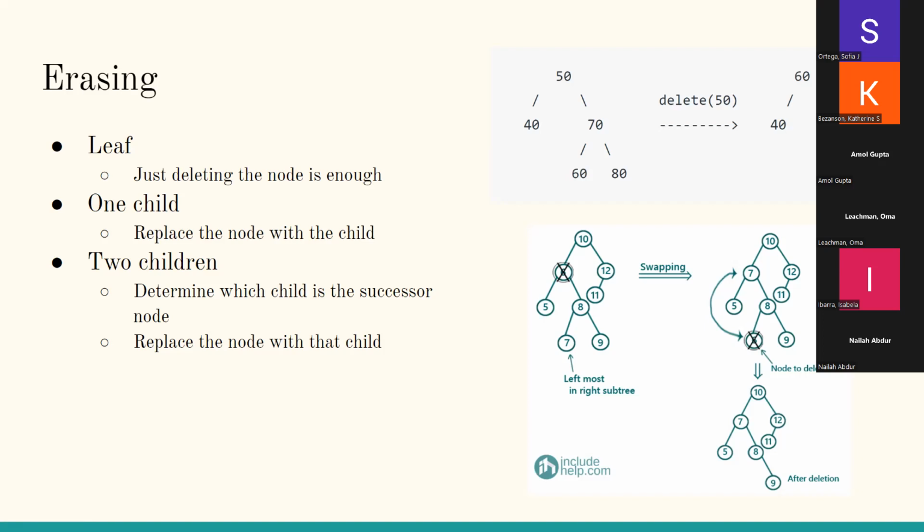Then there's the node having one child, so you would just replace that node with the child node, so it would just move upwards. And then you have the node that you are deleting having two children, so you need to determine which child is the successor node and replace the node with that child.